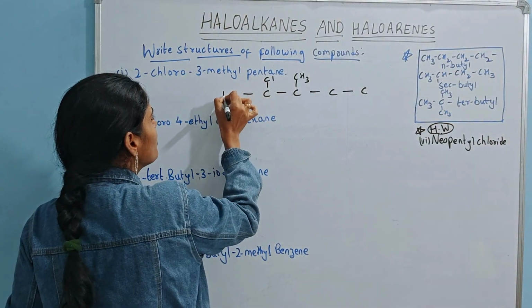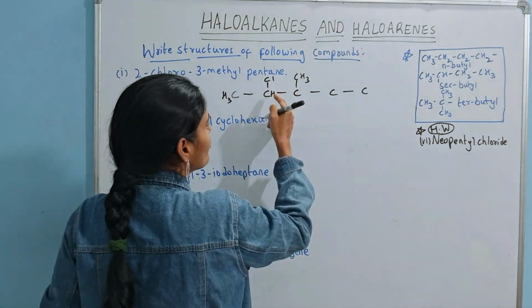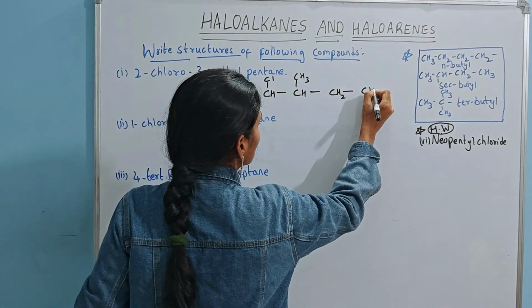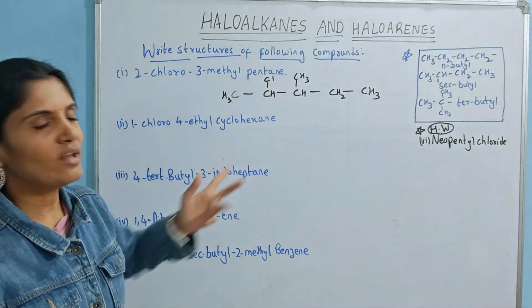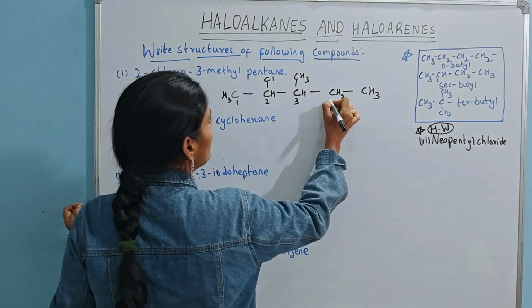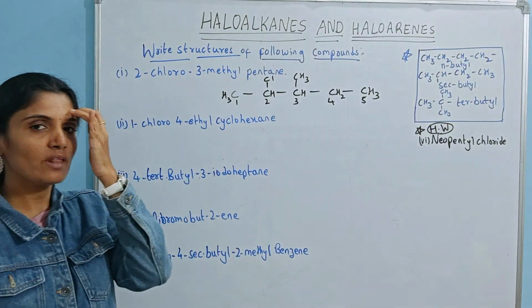Already one bond is there. So CH3, two bonds, three bonds are already there. So CH, three bonds already there, CH, two bonds there to H2. So here it will be CH3. This will be my 2-chloro 3-methyl pentane. If you want, you can number and check. 2-chloro 3-methyl and 5 carbons in the main chain. So it will be 2-chloro 3-methyl pentane.